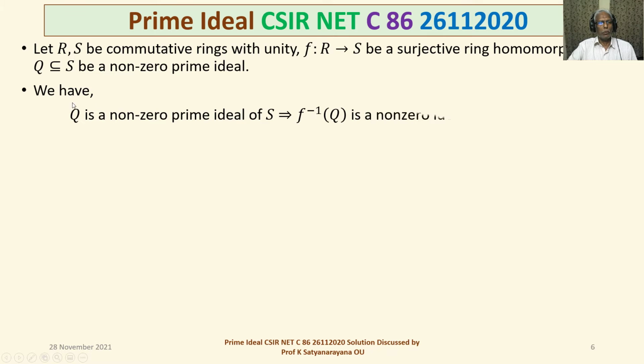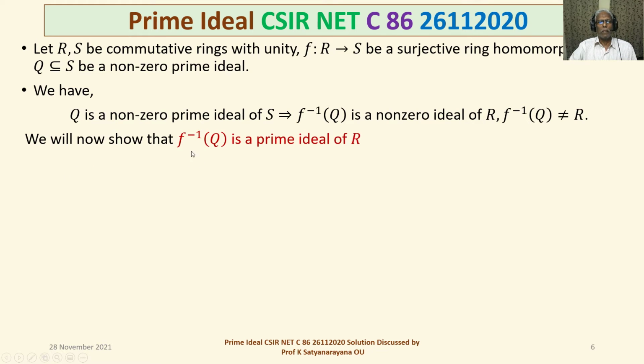We have already shown that Q being a non-zero prime ideal of S implies F inverse Q is a non-zero ideal of R, and F inverse Q is not equal to R. We will now show that F inverse Q is a prime ideal of R. For that, we suppose that xy belongs to F inverse Q for x, y belonging to R. We will show that either x belongs to F inverse Q or y belongs to F inverse Q.